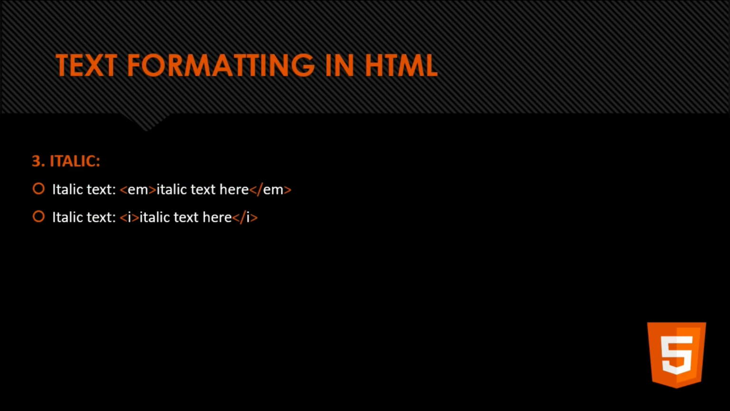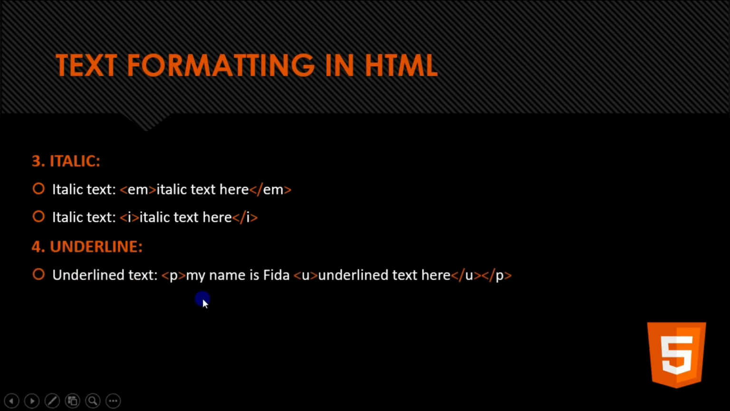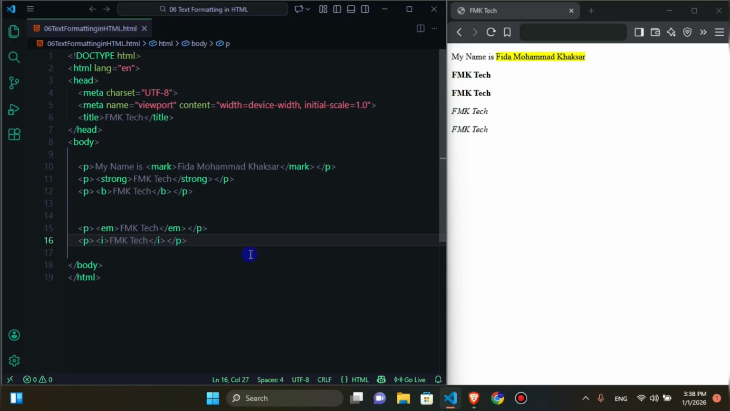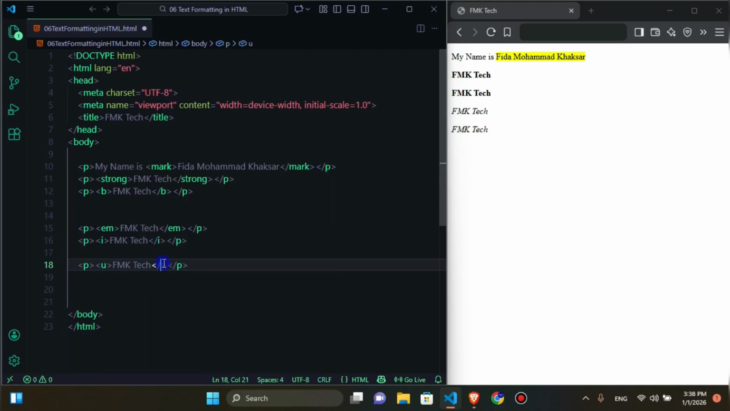They work very similarly. And after italic, we have got another tag that is sometimes used in HTML for underlining a text. We can use the U tag if you want to underline a text. So I'll just simply give you an example. For example, I want my text in here, this text, FMK tech, to be underlined. So I can simply use the U tag. Just remove the I and write down the U.